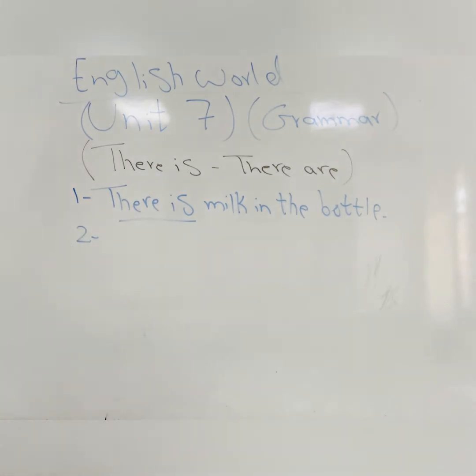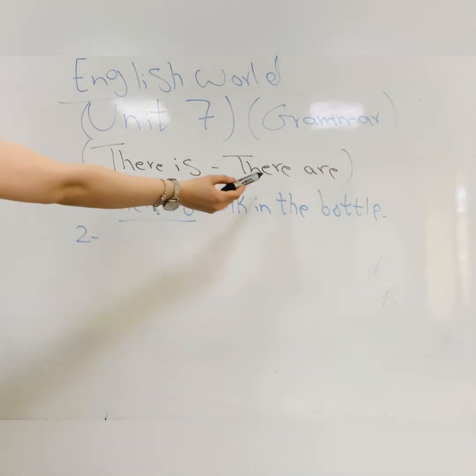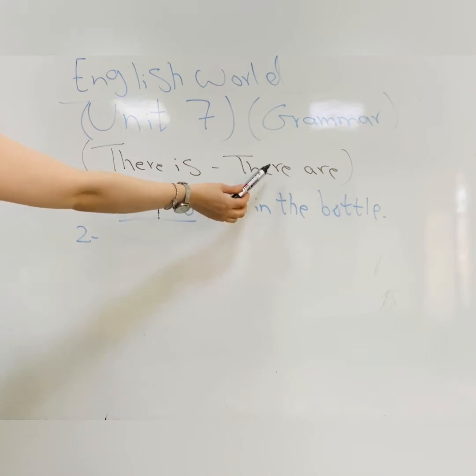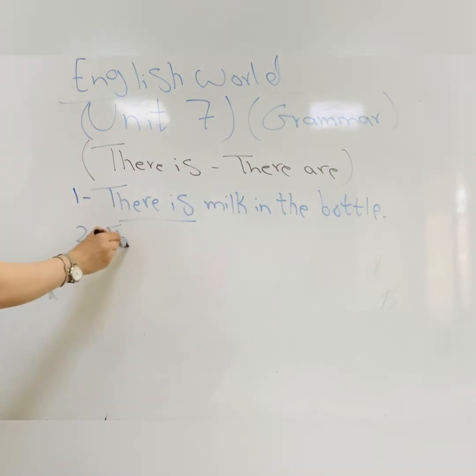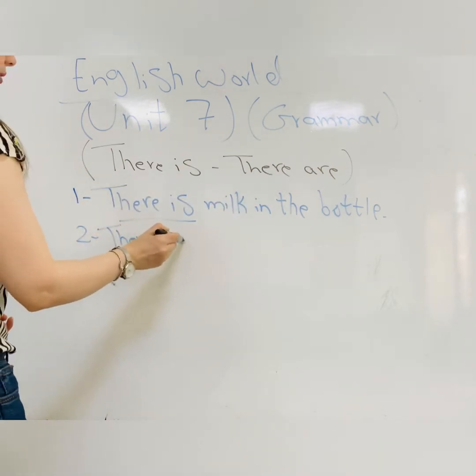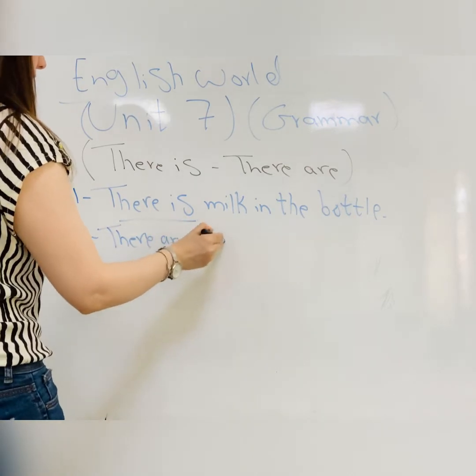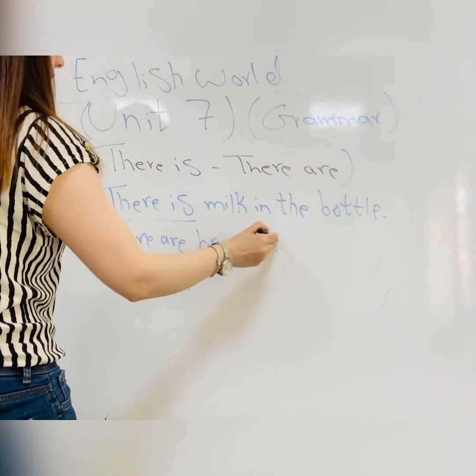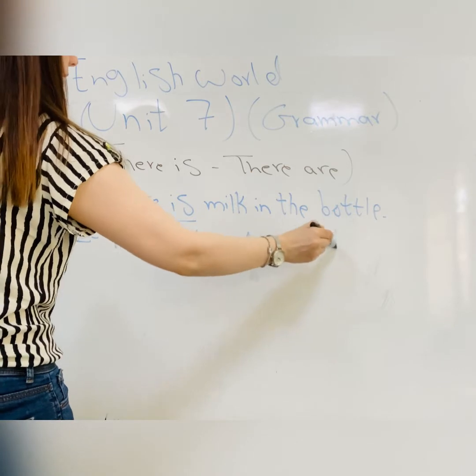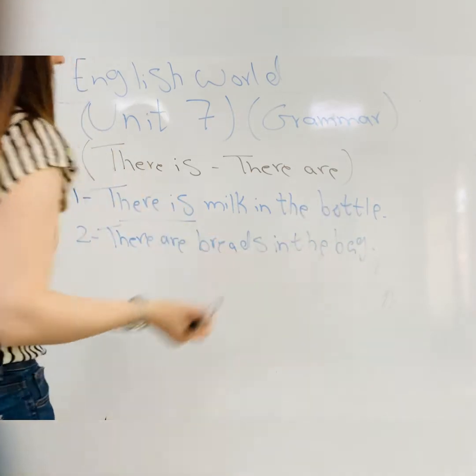Number 2, we have a picture and inside we have a bag. Inside the bag we have 2 breads. So it's more than one bread. So whenever you have more than one thing, we have to point to it by using there are. We say there are breads in the bag. There are breads in the bag, okay?